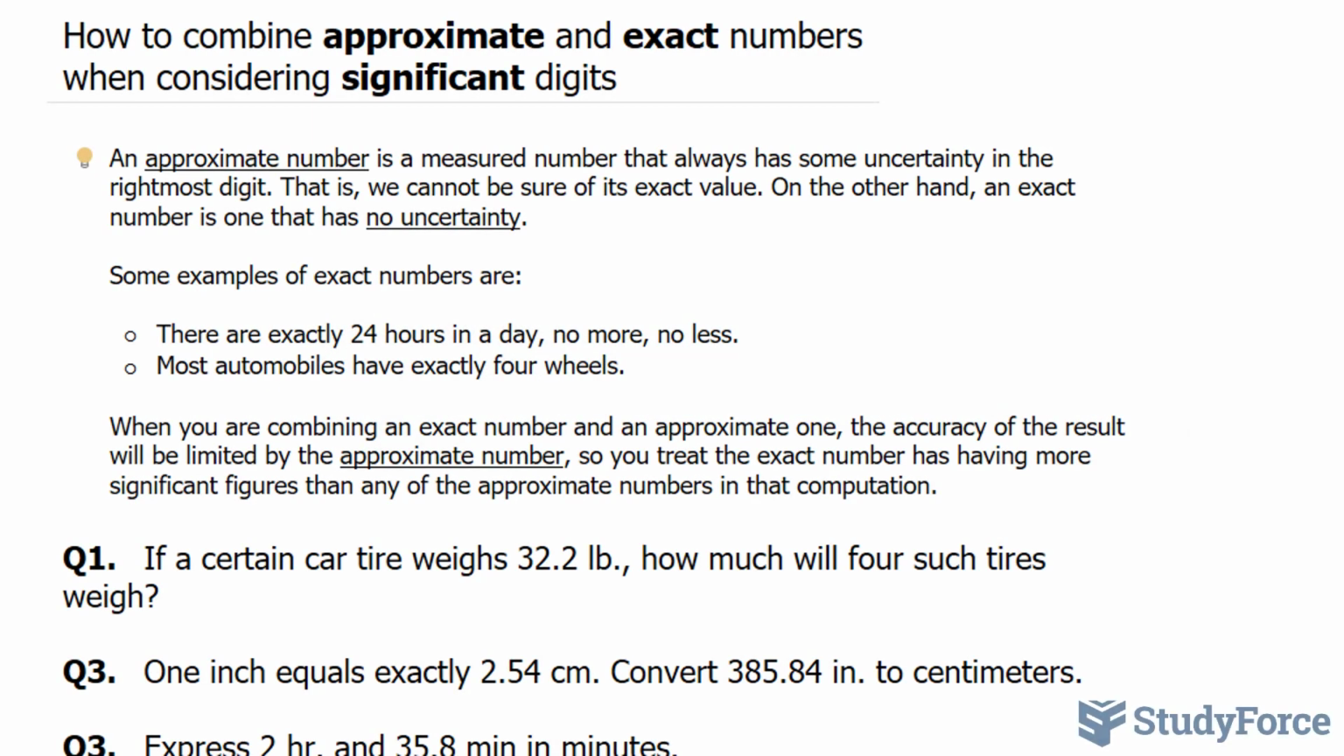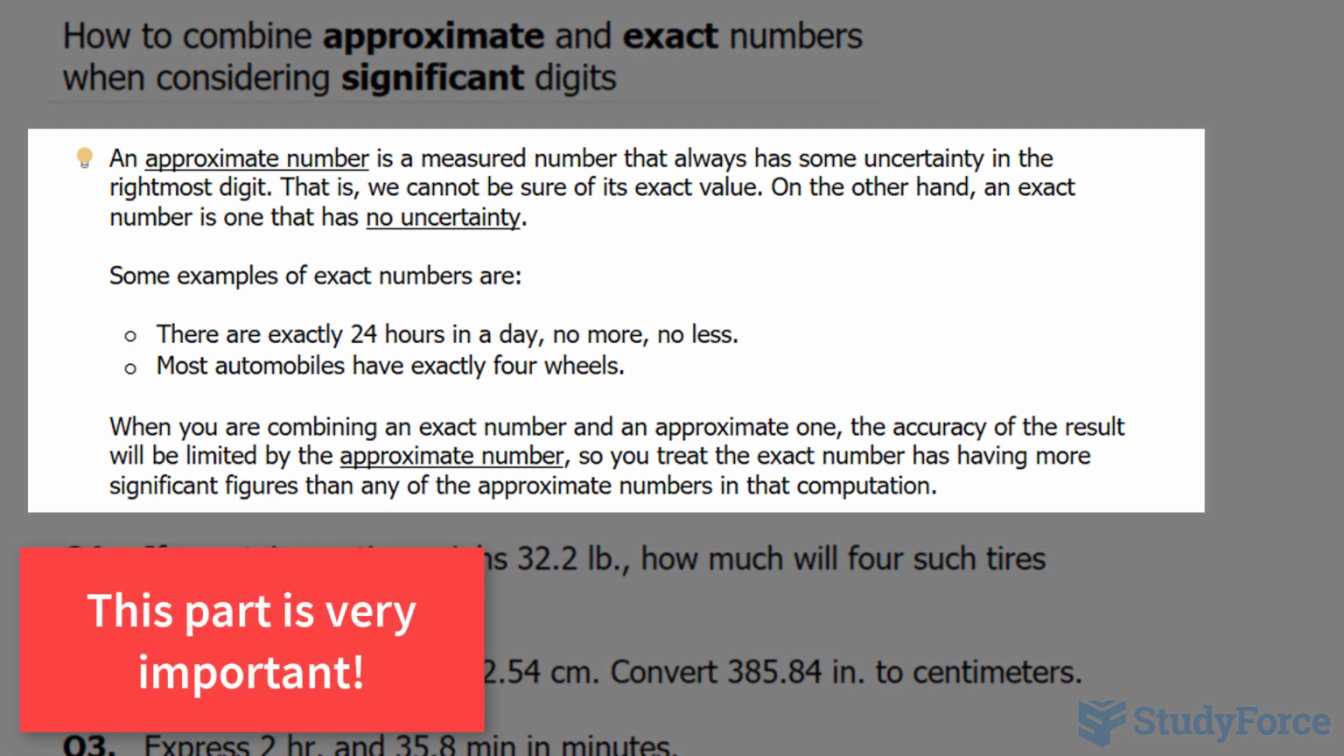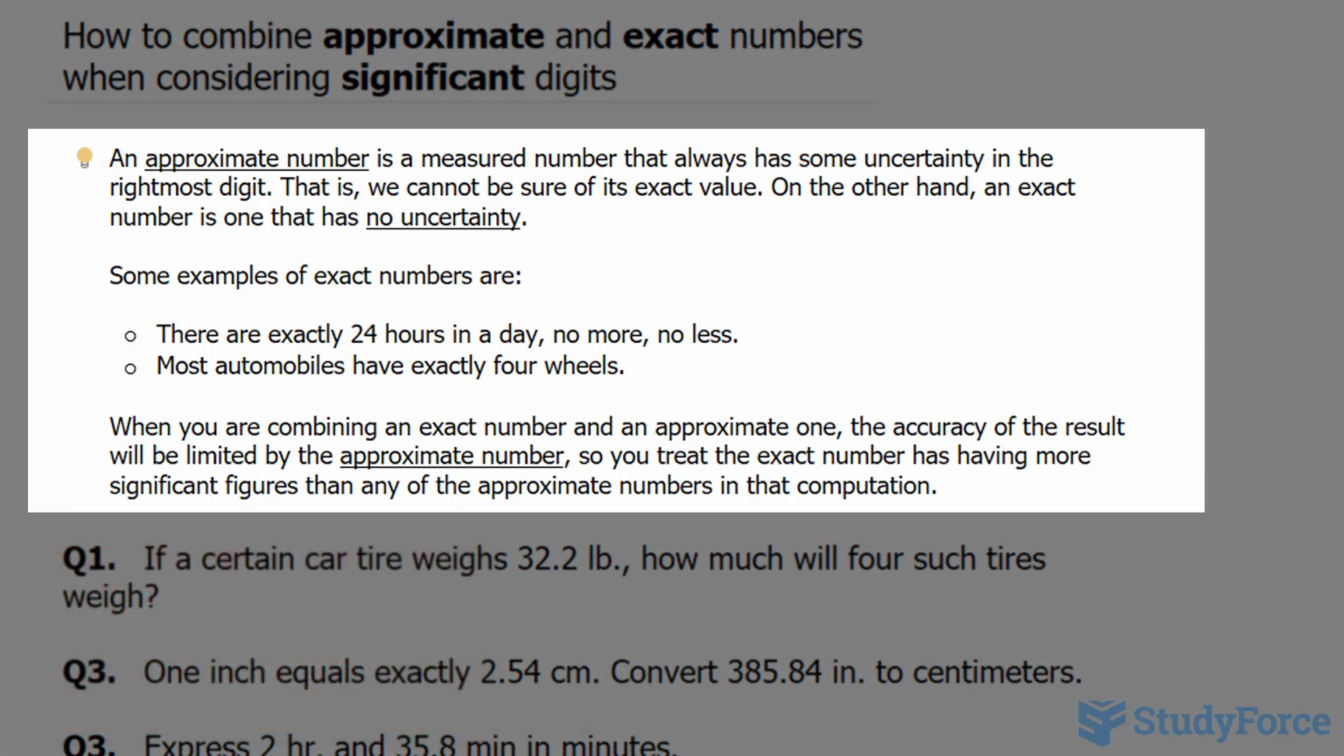In this video, I'll show you how to combine approximate and exact numbers when considering significant digits. It's very important to point out what an exact and approximate number is. So I want to start off with a quick definition. An approximate number is a measured number that always has some uncertainty. That is, we cannot be sure of its exact value. On the other hand, an exact number is one that has no uncertainty.